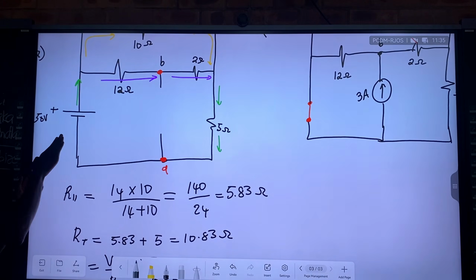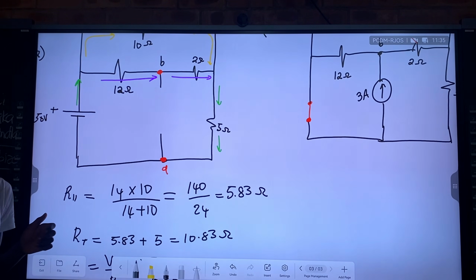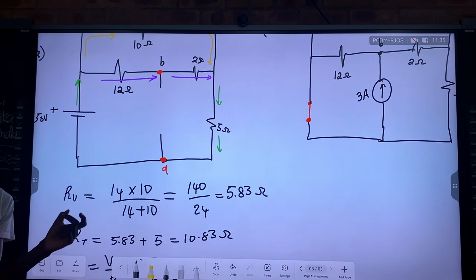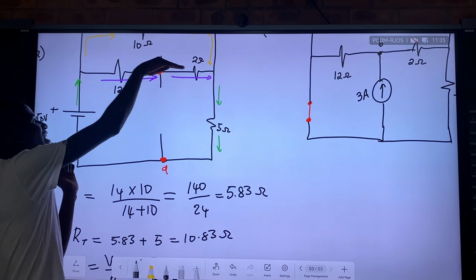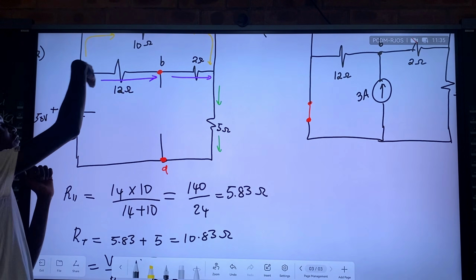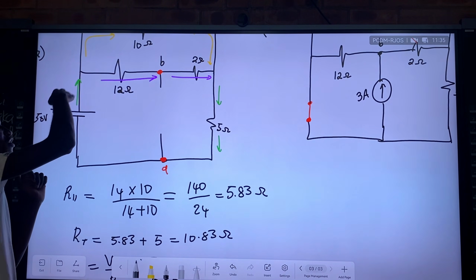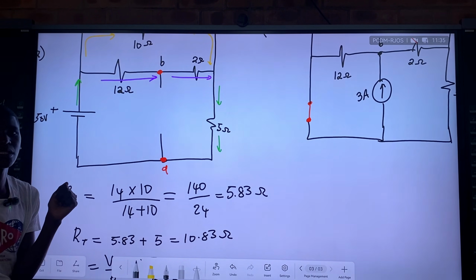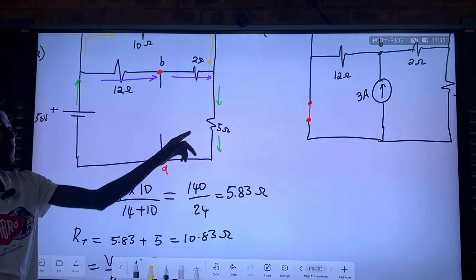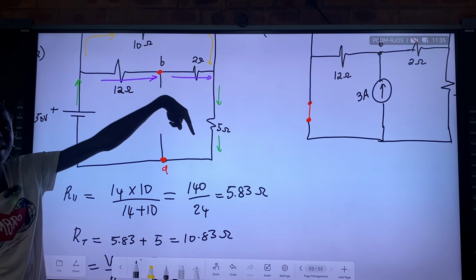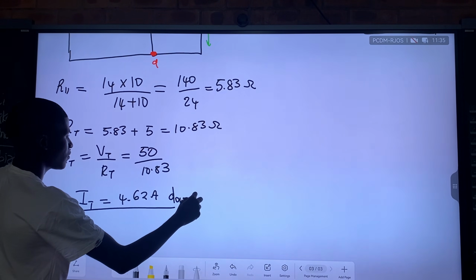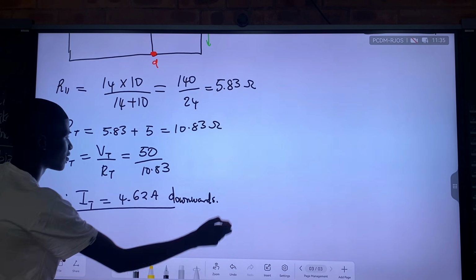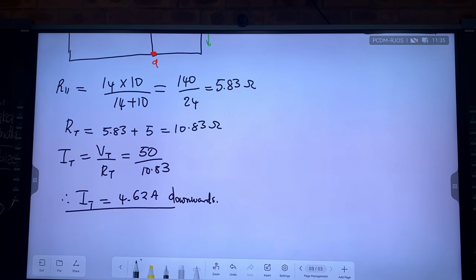Now, we need to always consider direction, because this is produced by this voltage source. According to our conventional current direction, we always pick conventional current from the positive terminal of the battery to the negative terminal of the battery. If you look carefully, the current is flowing in this direction, kind of in a clockwise direction. So when it reaches the 5 ohms, it is flowing downwards.